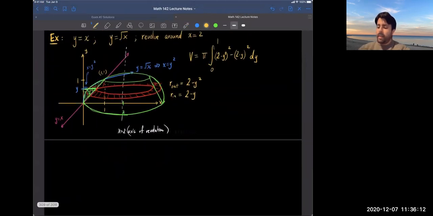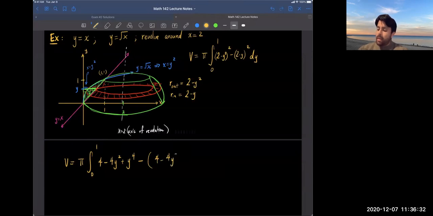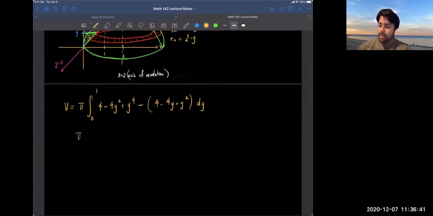That's my setup. So then what's going to be my volume? Pi from 0 to 1. 2 minus y squared is going to be what? 4 minus 4y squared plus y to the 4th, minus parentheses 4 minus 4y plus y squared, dy. And now we can see if we can combine like terms. This is 0 to 1 of 4 minus y squared plus y to the 4th minus 4 plus 4y minus y squared dy.